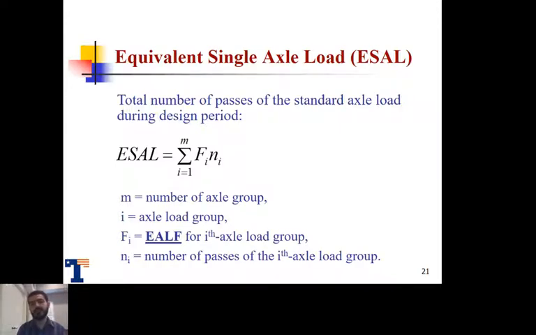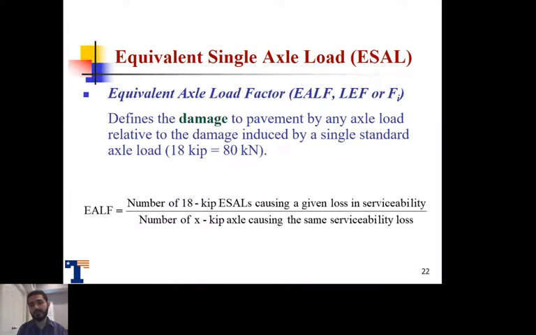As I said, this is the theoretical equation, and now we're going to further derive it to get the final equation that we're going to use in our analysis. But just to give you another explanation, what's the EALF? The EALF is the equivalent axle load factor. Sometimes you see it in other textbooks as LEF, load equivalency factor, or F by itself. Regardless of the naming, it defines the damage to the pavement by any axle load relative to the damage induced by a single standard axle, which is the 18 kips.